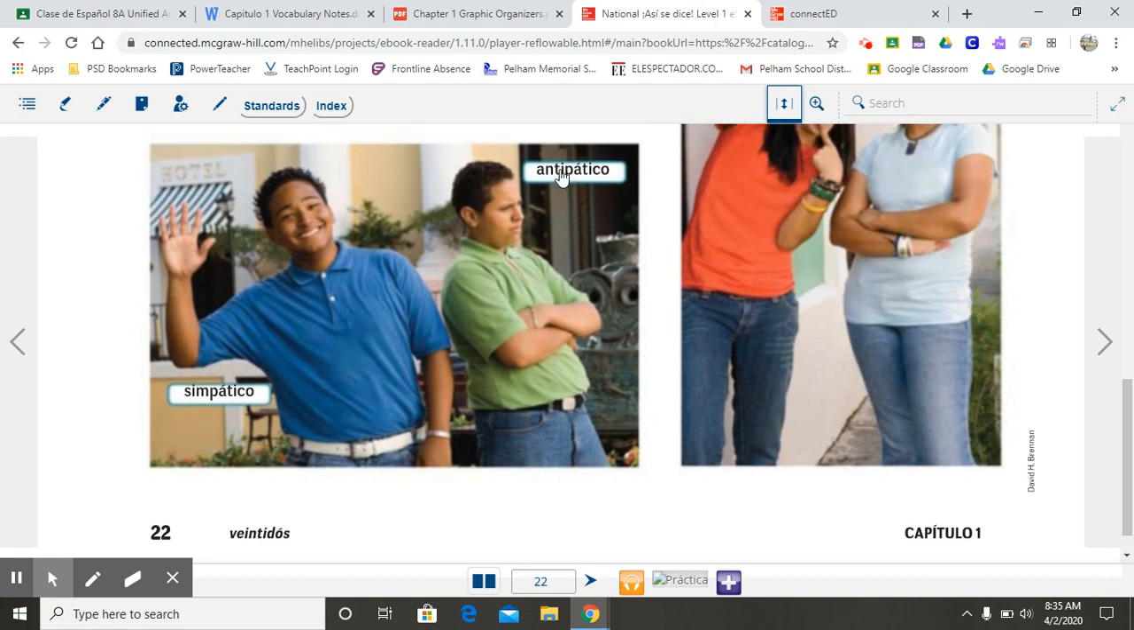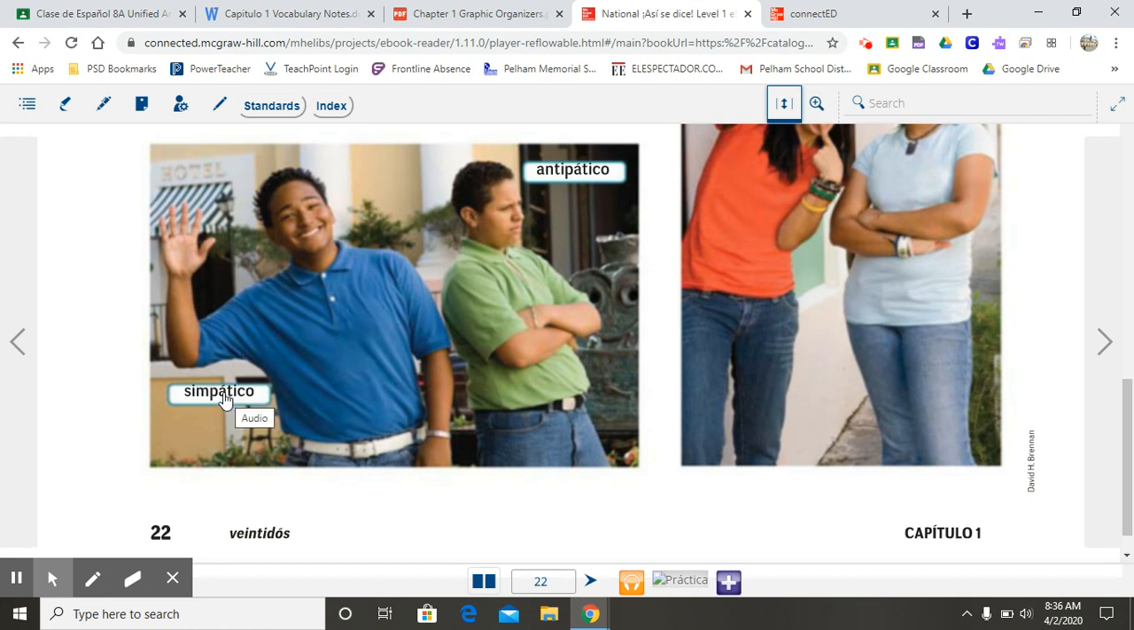And then this word, anti, if you've ever taken science classes or anything like that, you should know that anti means against. All right. So it's the opposite. So if this guy's friendly and kind, simpático, what is this guy? Pausing point. He would be unfriendly or unkind. Now let's practice the words. Ready? The word for kind, or friendly, is simpático. Simpático. And the word for unfriendly, antipático. Antipático.